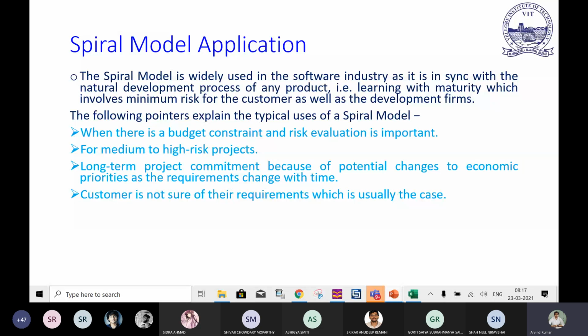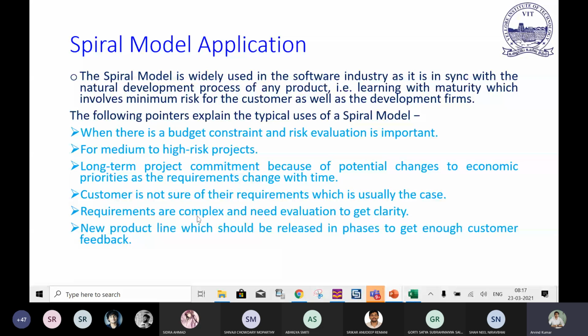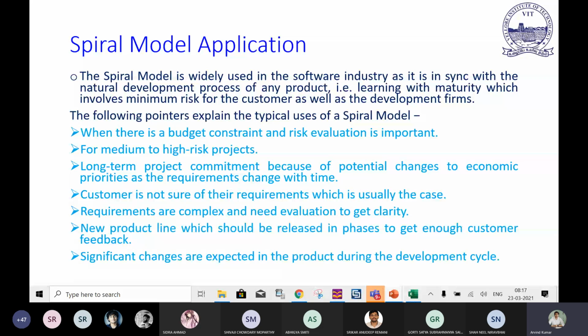Requirements are complex and need evaluation to get clarity. So after doing one complete phase, like a waterfall cycle, again we can start from some phase. That is also one characteristic of this model. Or a new product line which should be released in phases gets enough customer feedback. So after every step you can get customer feedback and you can take care of the requirements of the customer.